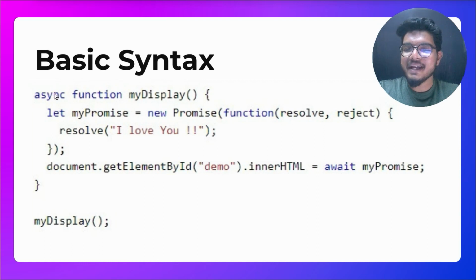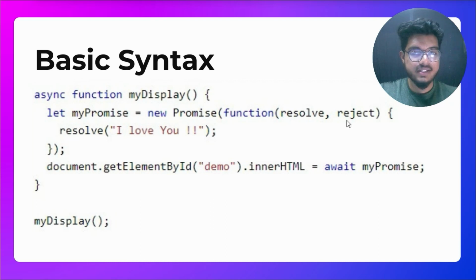Async function is nothing but it is expecting the promise to return something. Inside this async function we have created one promise named myPromise equal to new Promise. We are creating a promise as we have discussed in the previous 10 minutes of the discussion, how to create a promise. Inside that there is some function which takes two values. In the previous example we discussed an arrow function.